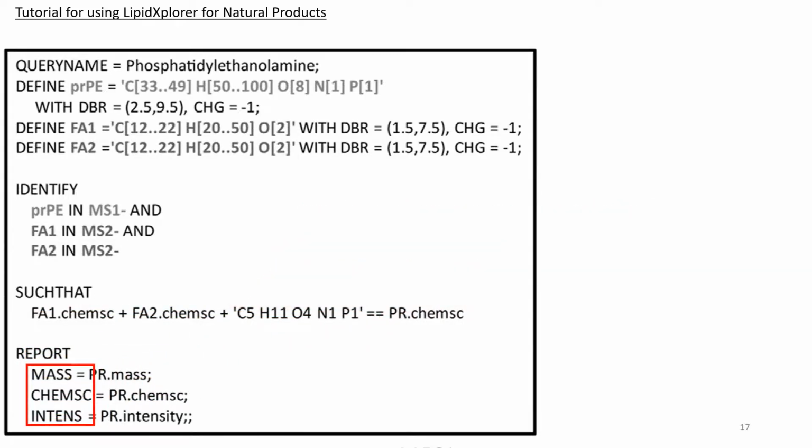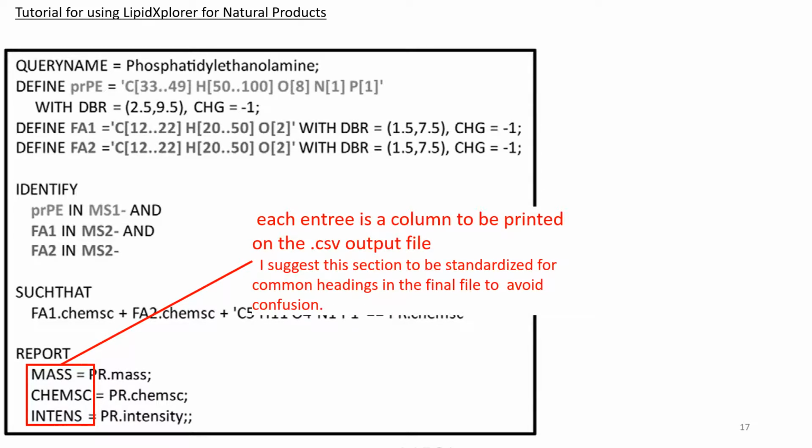And in the final section we have entries in which each entry will be a column in the final CSV file. I suggest this section be standardized for common headings in the final file to avoid confusion. So if you're planning to do dozens of MFQL files, it's good practice to make those all the same.